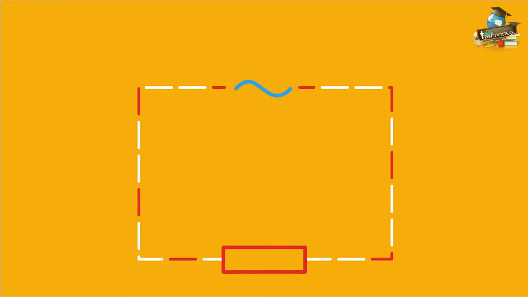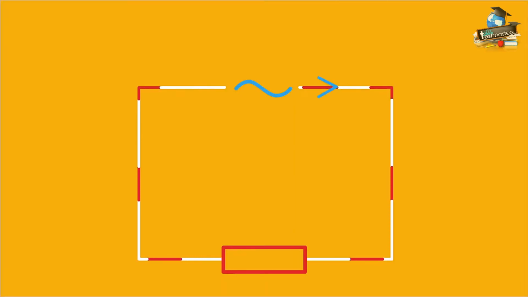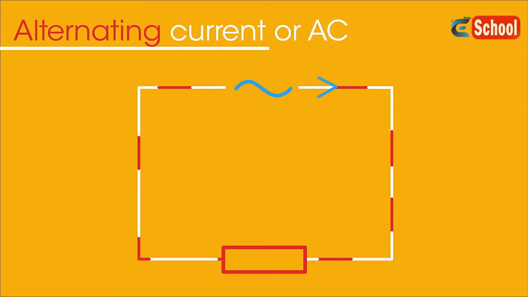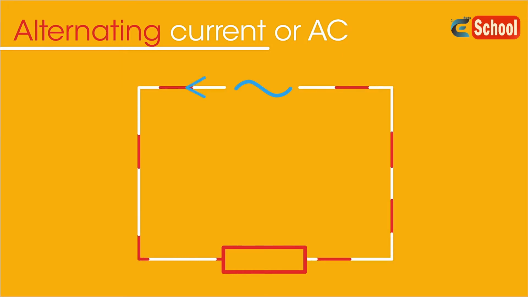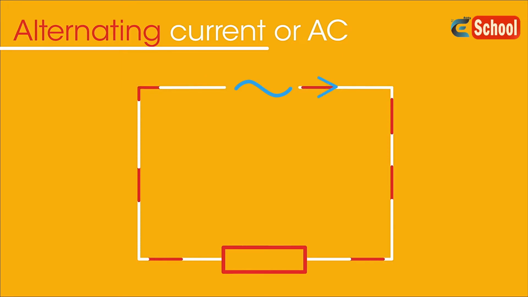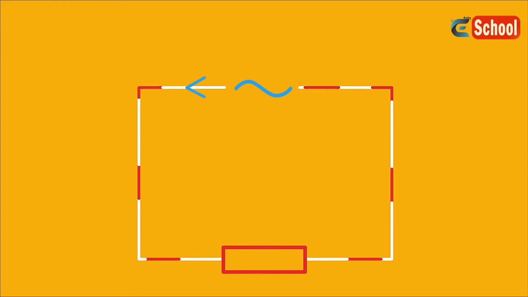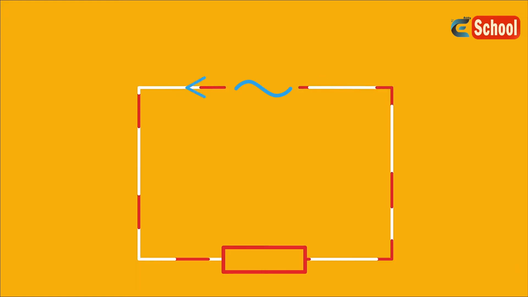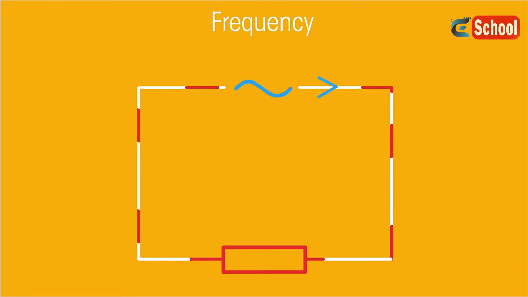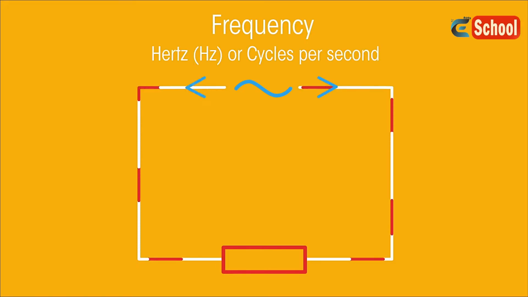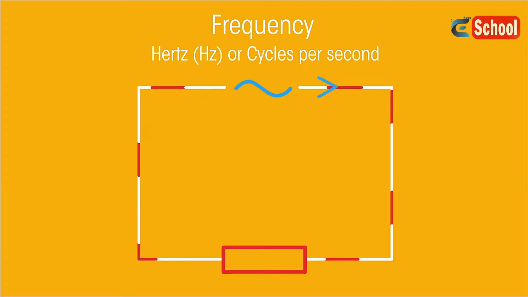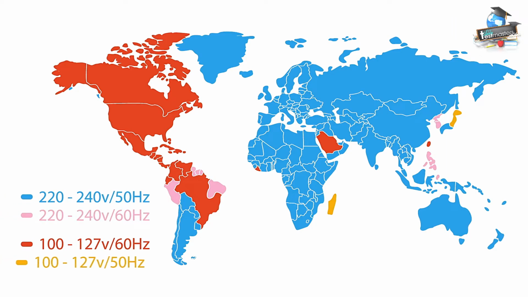In this example, instead of a cell or battery, we have a mains power supply. The mains supply is an alternating current, or AC, which means the current constantly changes direction. The number of times per second the AC changes direction is known as the frequency, which is measured in hertz or cycles per second. The frequency of alternating current is different in different parts of the world.